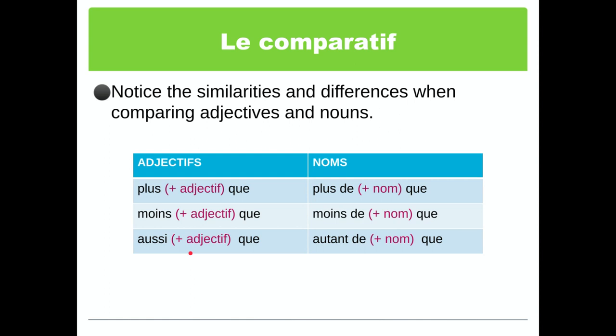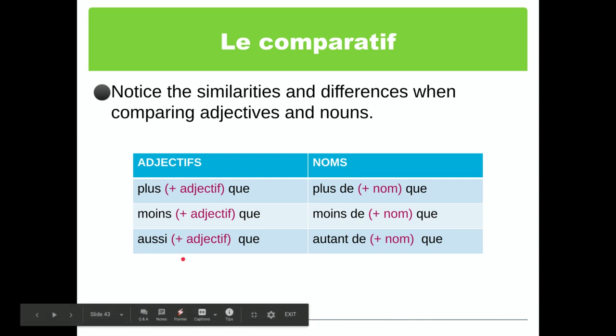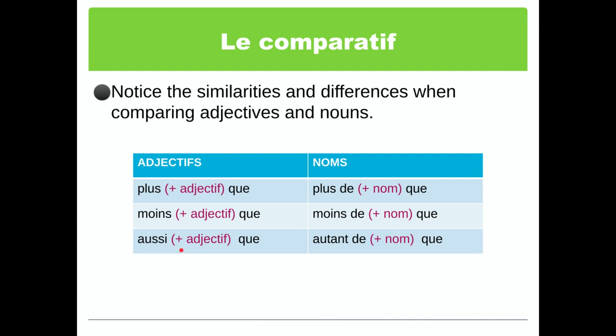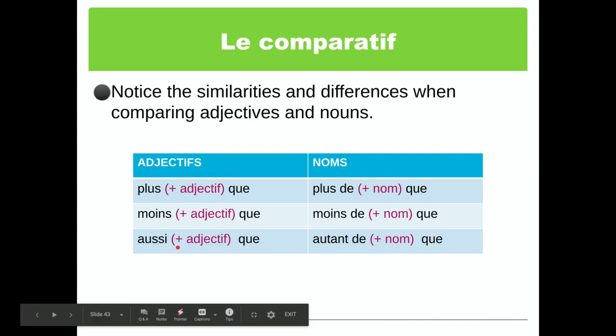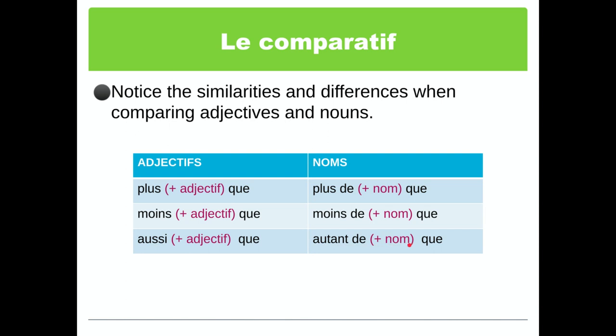Notice, look at the similarities and differences when you're either comparing just adjectives or you're comparing two nouns. So if I was to compare a sheep and a cow, and I just wanted to say that the sheep was dirtier than the cow, I'm describing the sheep, so I'm going to use an adjective. But if I wanted to say I had as many cows as I had sheep, then I need to use the one with a noun. So I'd use autant de. So the only difference between aussi and autant de is that they mean the same thing. They're just spelt a little bit differently.